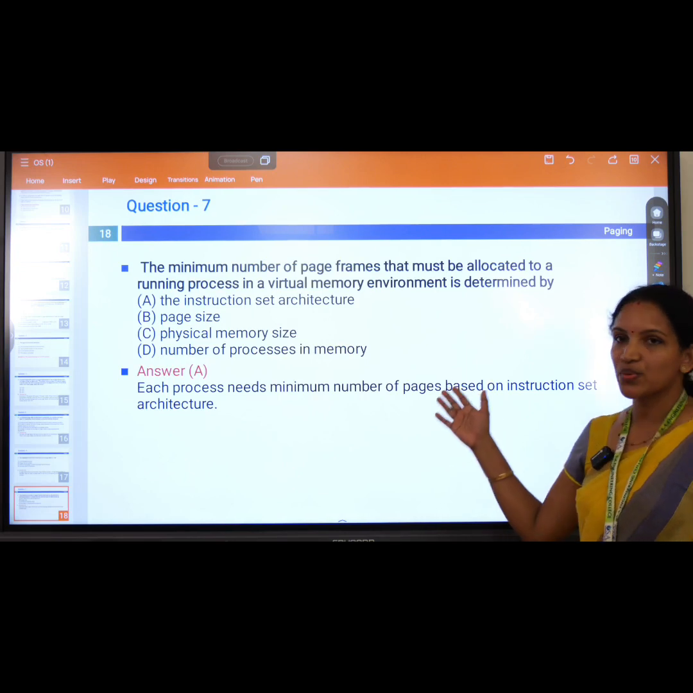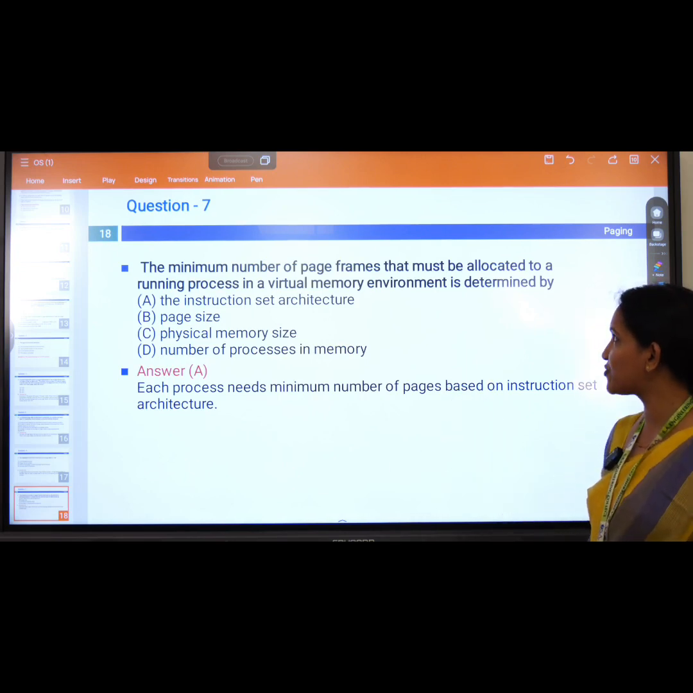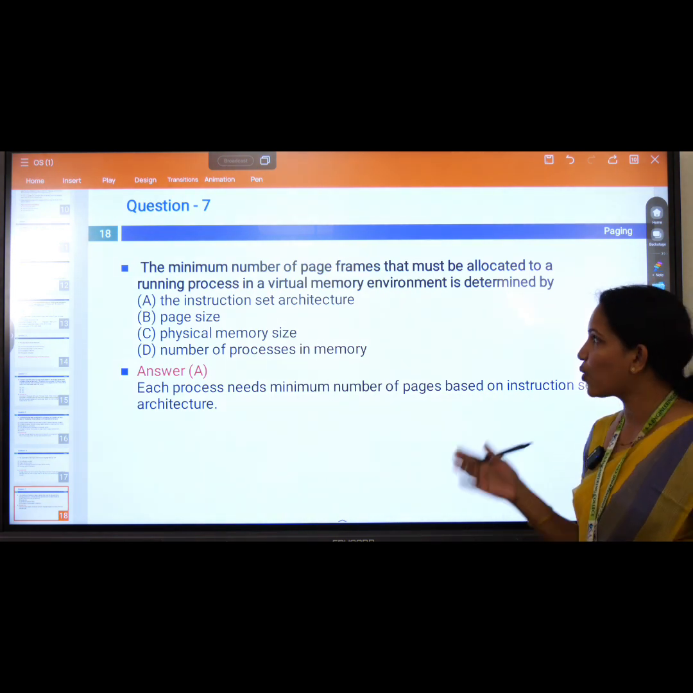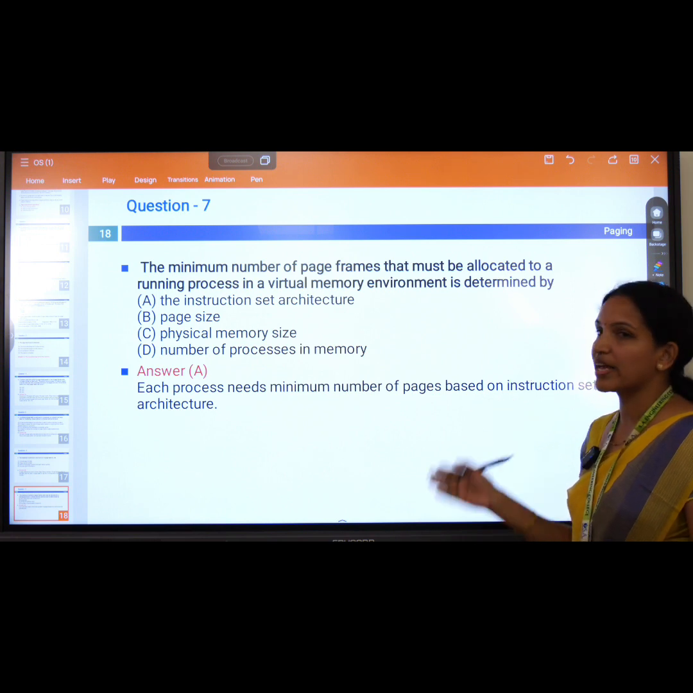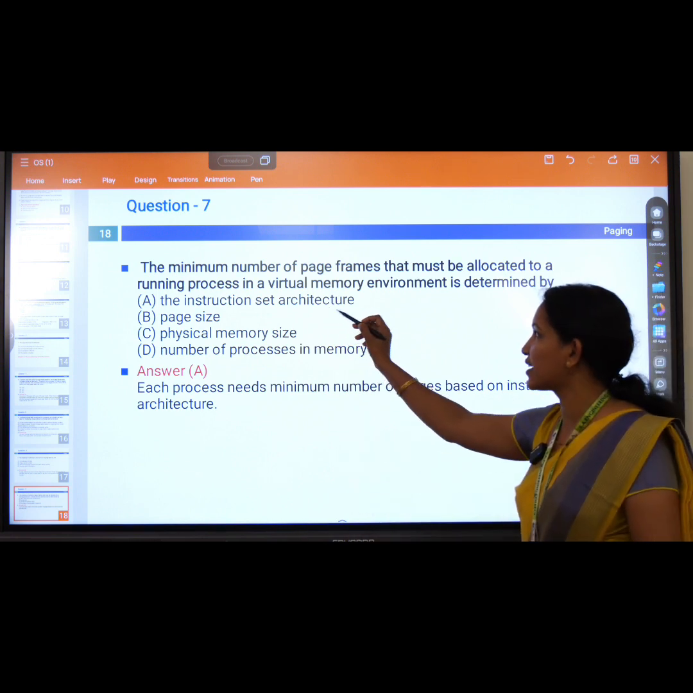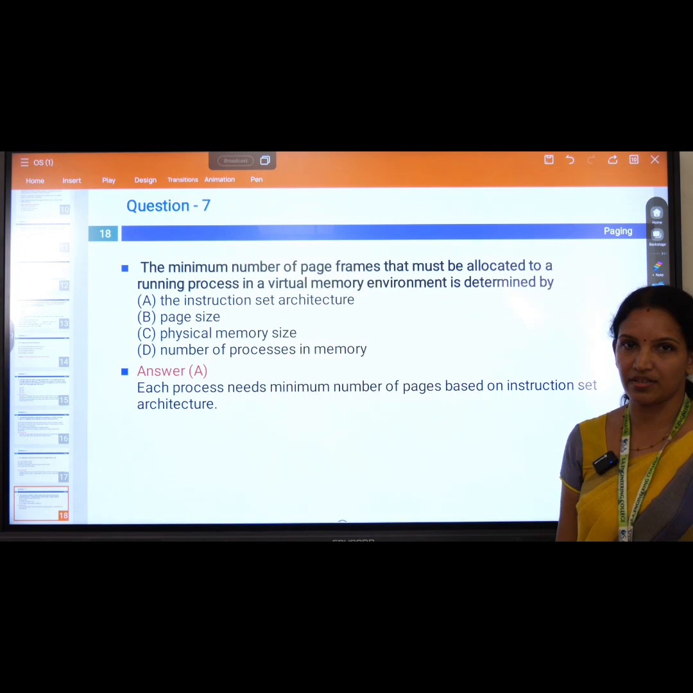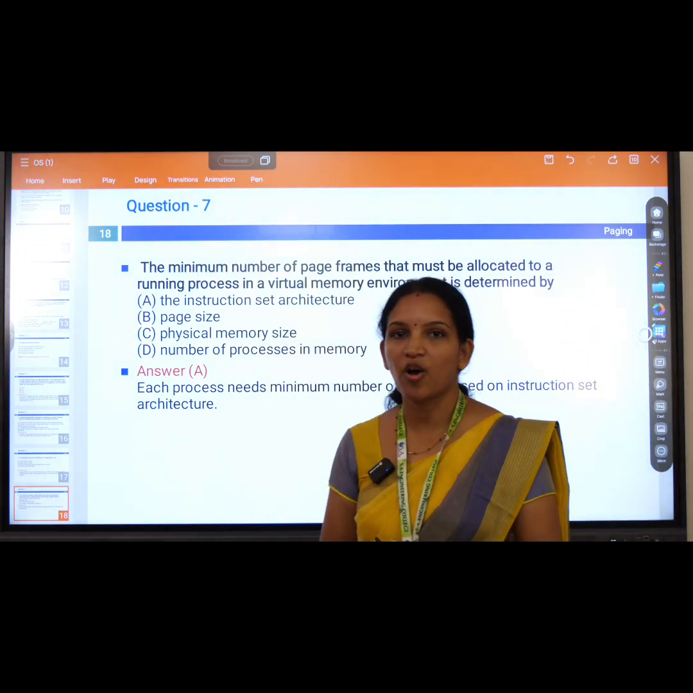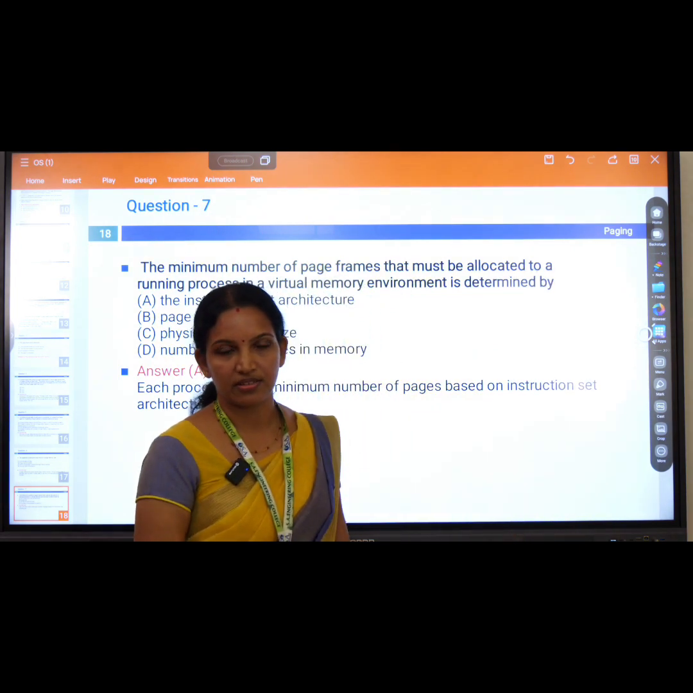Now move on to the last question. The minimum number of page frames that must be allocated to a running process in a virtual memory environment is determined by... So always this decision will be taken based on the instruction set architecture of the particular machine. So you can expect theory as well as problems from this area of operating system.